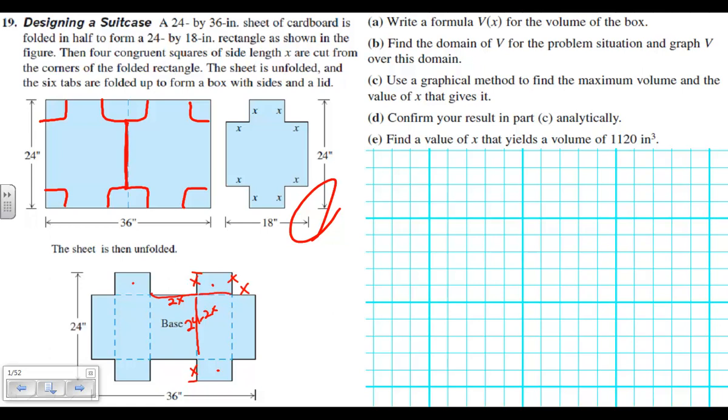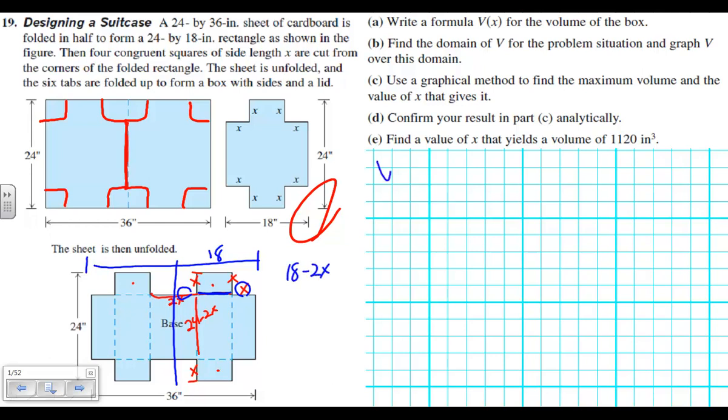Let me do it in a different color. This side right there is going to be the height of the box. So here are our two base dimensions, and here's the height. And what do we have for that height? Well, we know that this is 36 inches, and this piece is doubled there. How about I break that into two? So this is 18 inches, and then 18 minus this x and that x. Oh, there it is. So our third dimension is 18 minus 2x.